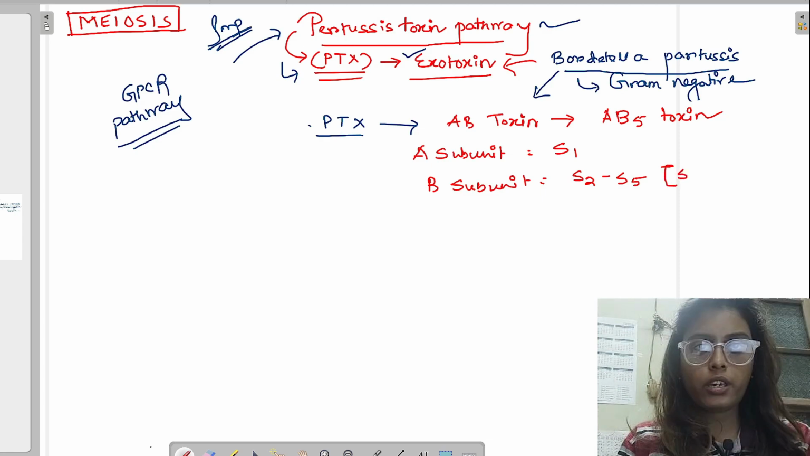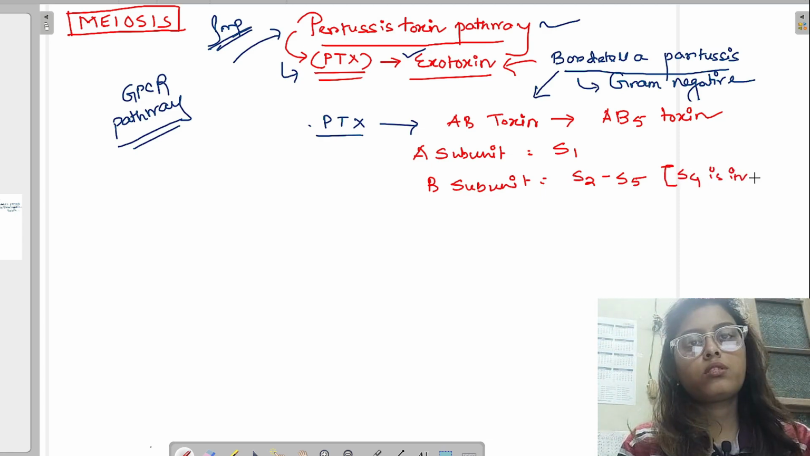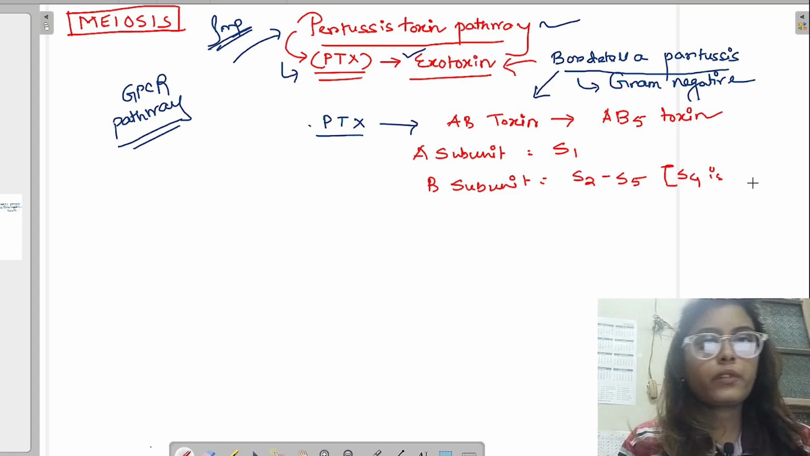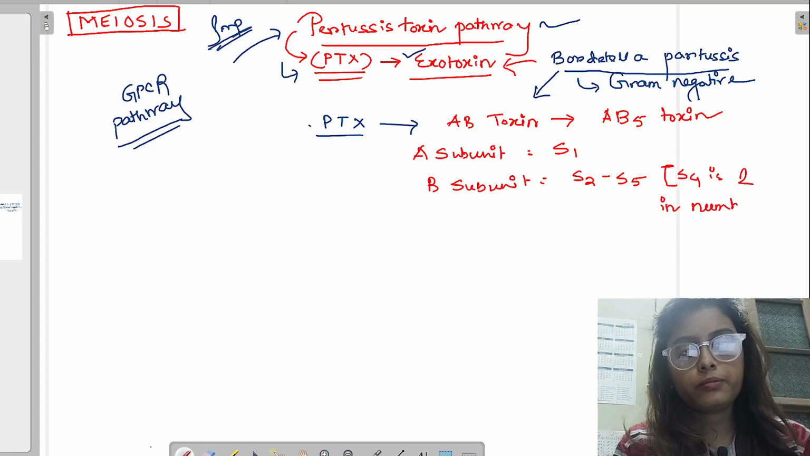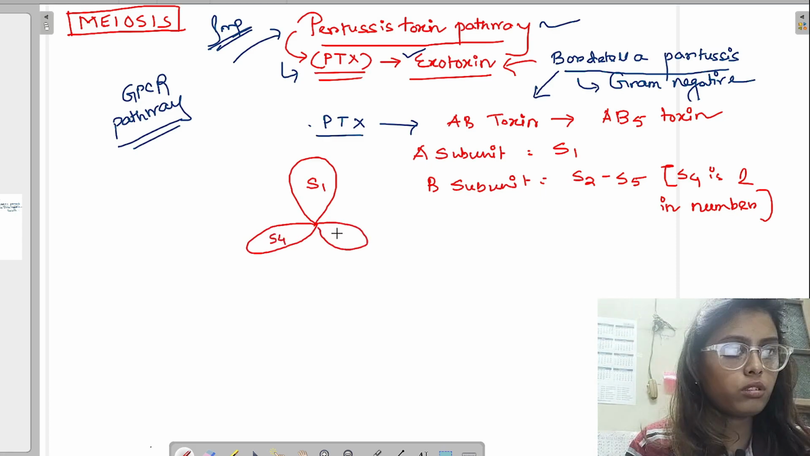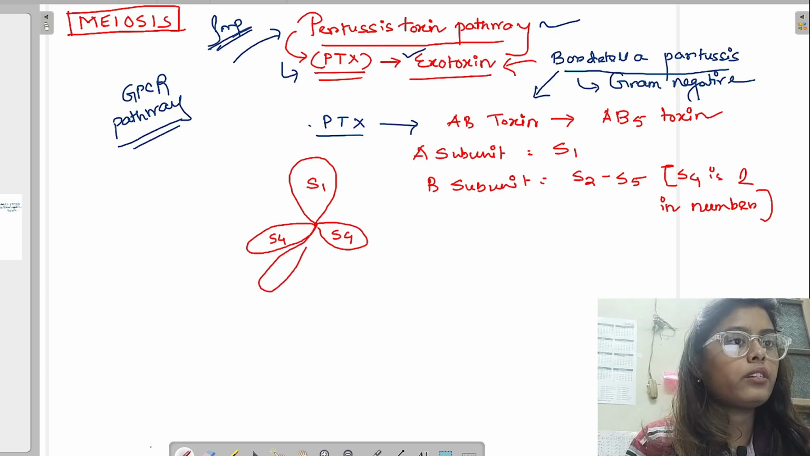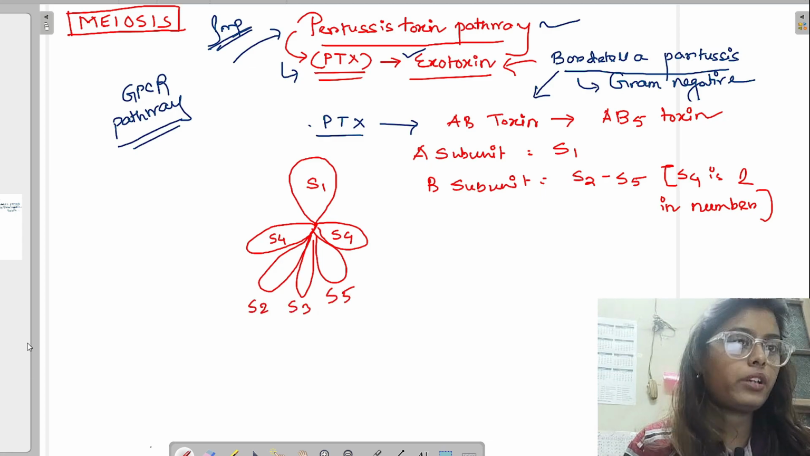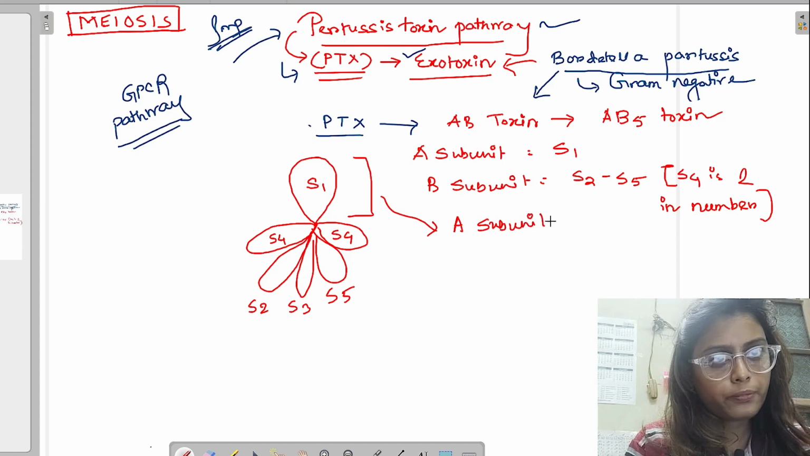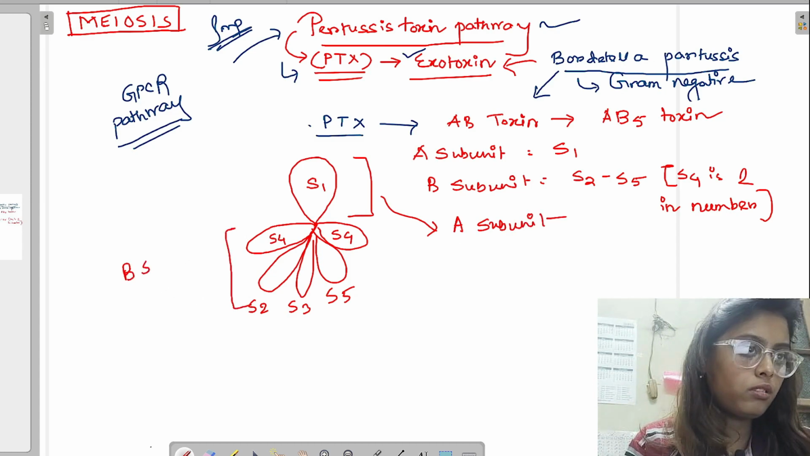Here the S4 is basically 2 in number, right? So basically it is like that. Here is the S1, the S4 is 2 in number, and the others are S2, S3 and S5. This is the A subunit, and this is the B subunit.